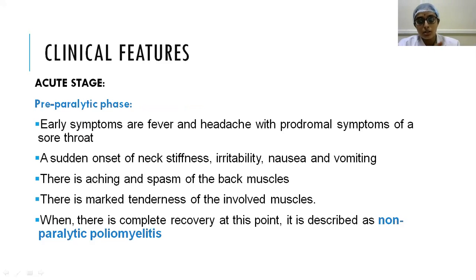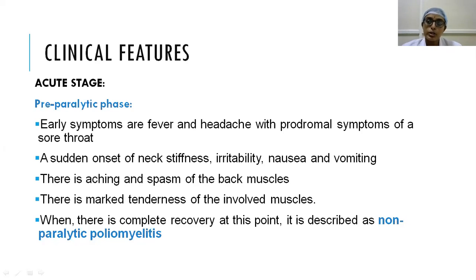In the acute stage, you will have signs of meningitis to acute onset of paralysis. Early symptoms are fever, headache, and other prodromal symptoms like sore throat. There will be sudden onset of neck stiffness, irritability, nausea, and vomiting, resembling meningitis. There will be severe aching and spasm of the back muscles, and the involved muscles will have marked tenderness, because of which there will be spasm of the muscles.